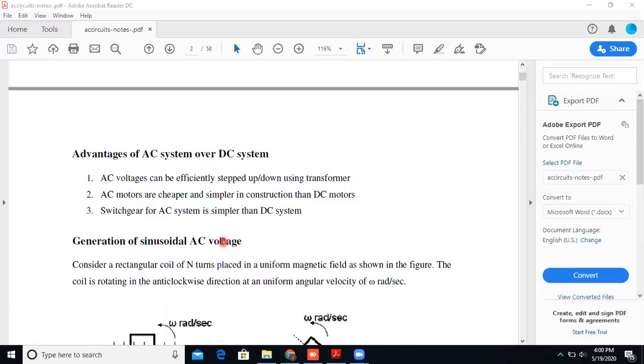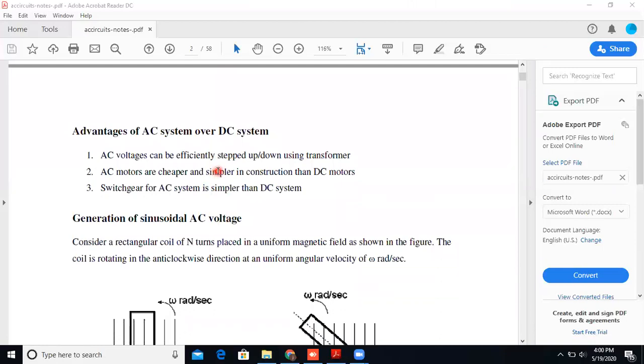Now, advantages of the AC system over the DC system. See, there are advantages and disadvantages in the AC system as well as the DC system. Depending upon the application, we are going to use the AC system, and depending upon the application, we are going to use DC systems. So we cannot say that the AC system is more efficient, or the DC system is more efficient, or AC is more efficient and DC is less efficient. It depends upon the application.